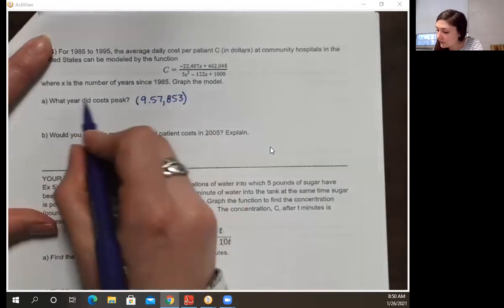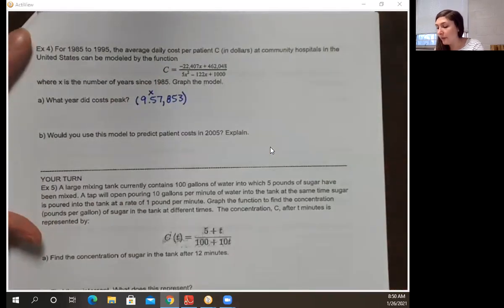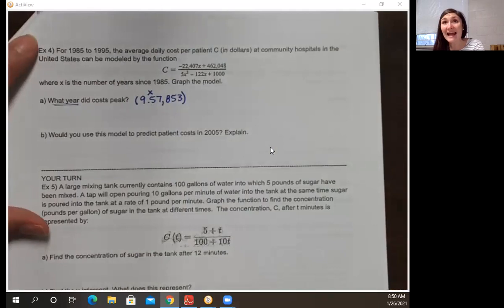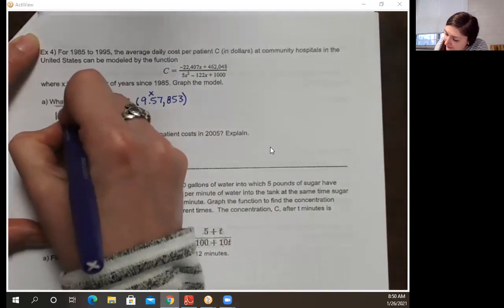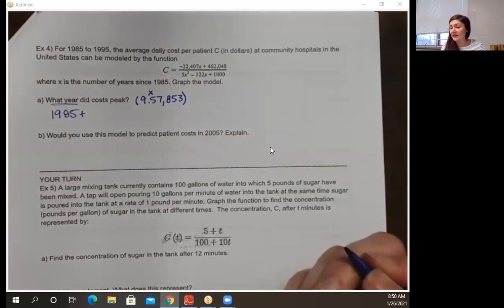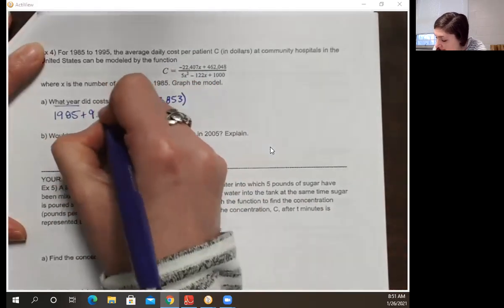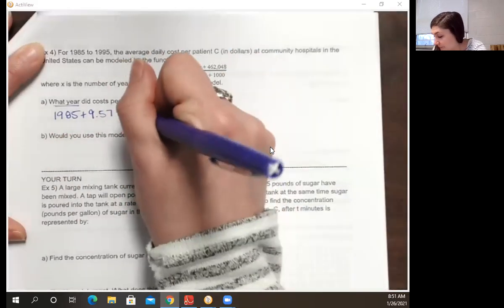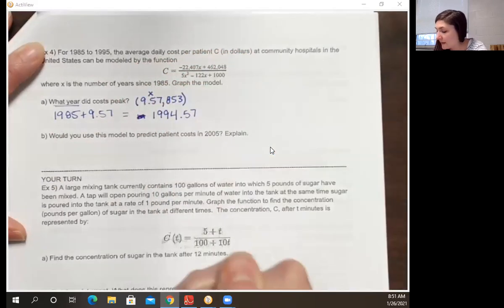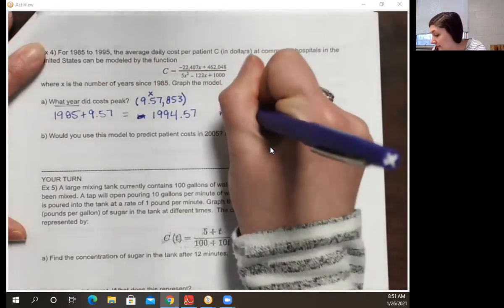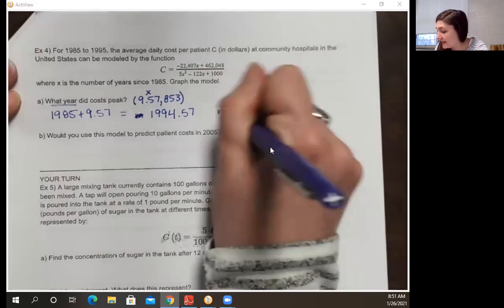Again, it says, what year did cost peak? And it says x is the number of years since 1985. So I know I want my x value here, but it's asking me what year, not after how many years. So I need to take 1985 and add on that x value. Now, my x value is a decimal here, 9.57. So this would give me 1994.57. You could interpret that as mid-1994, July-ish of 1994. That's what year the cost peaked.